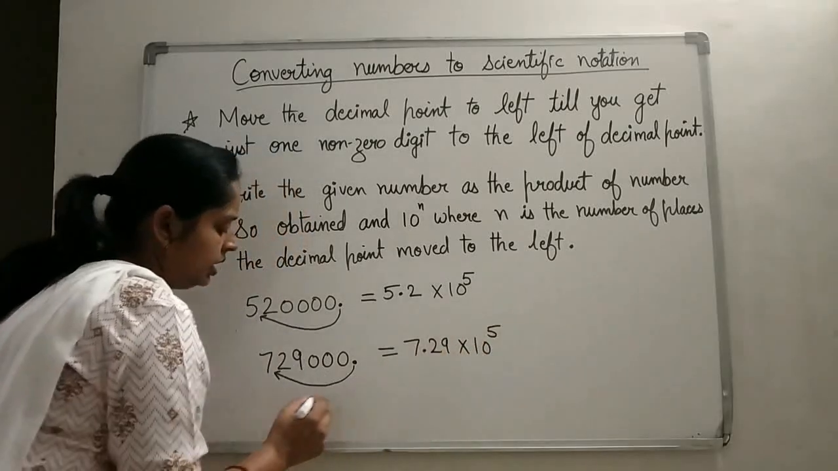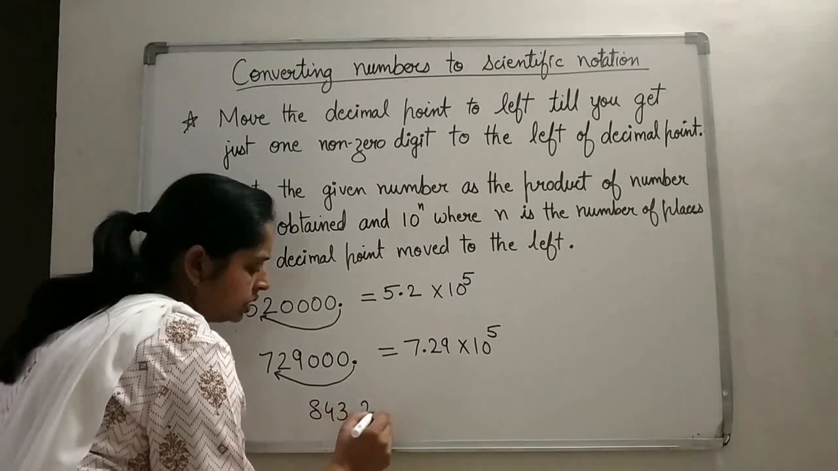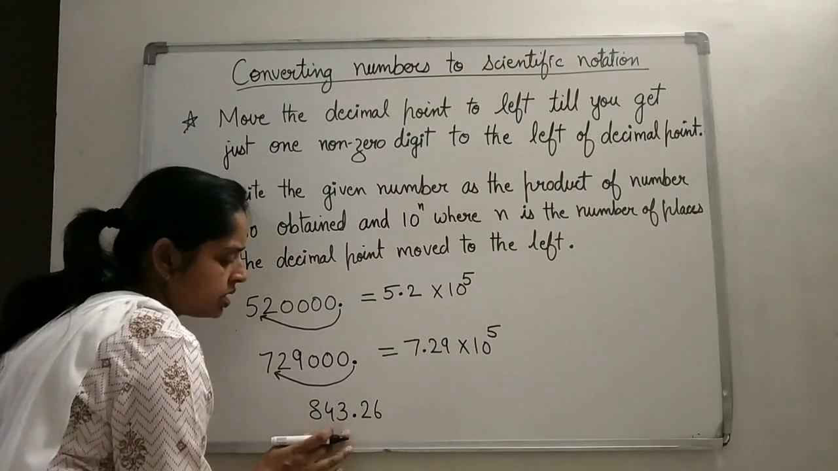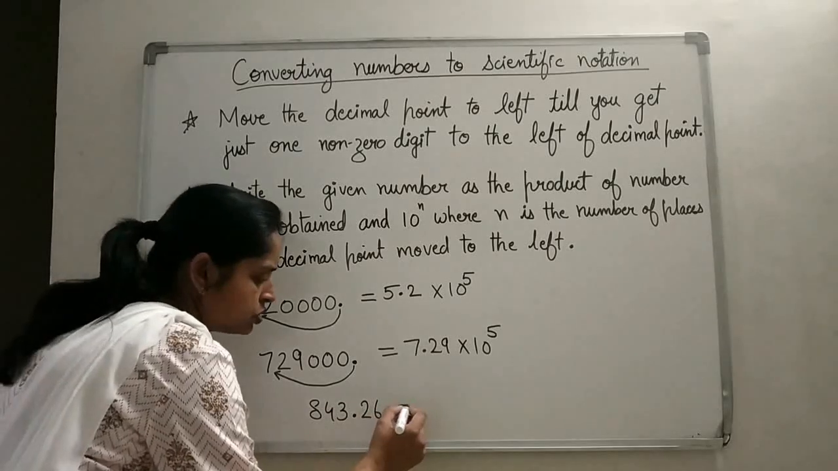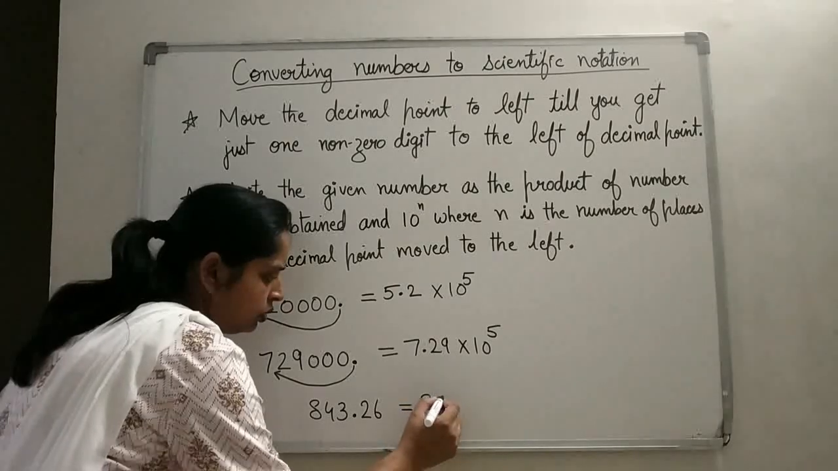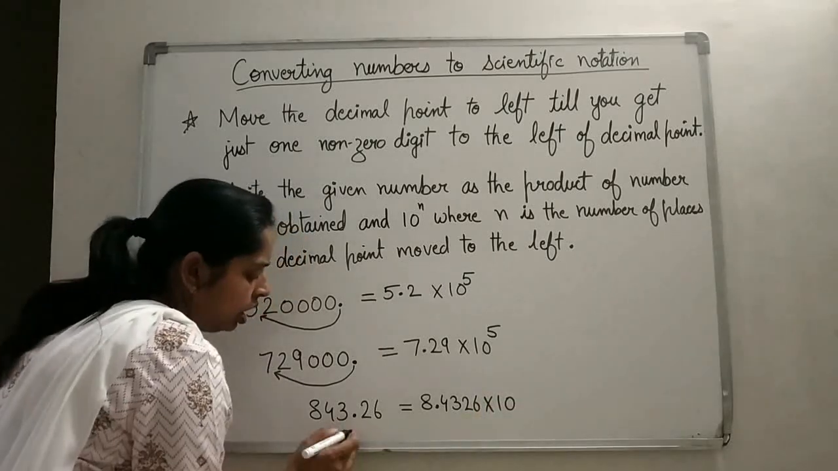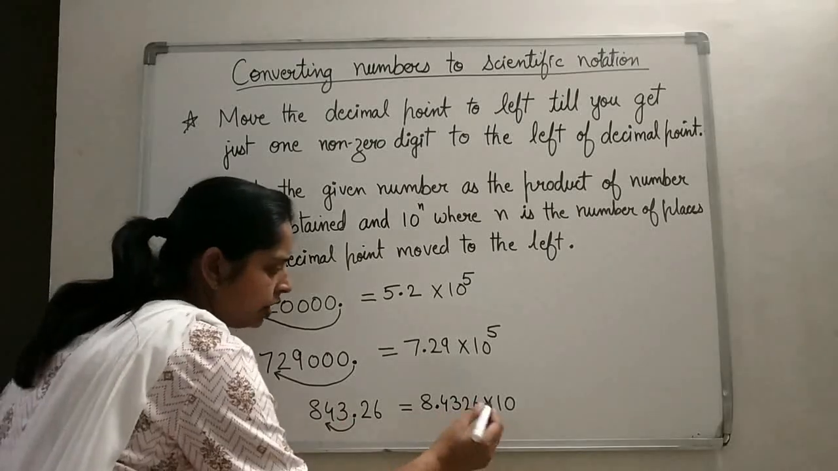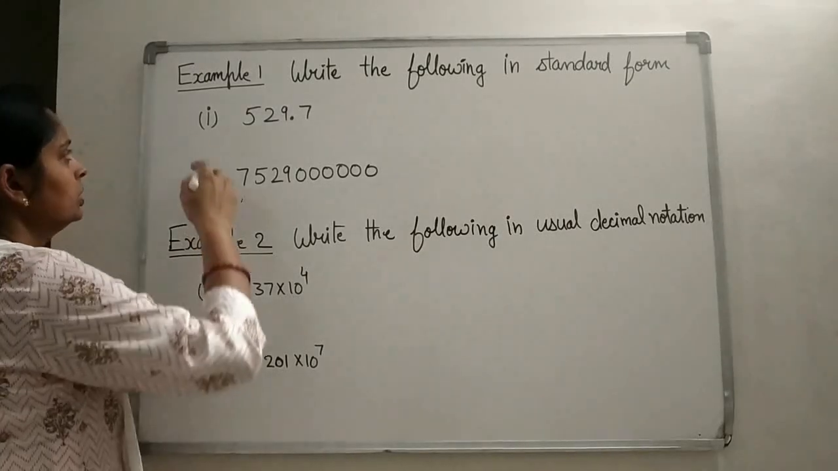If you have an example like, suppose, 843.26, the decimal is here. But this is not the standard form, because in the standard form before the decimal only one non-zero digit should be there. So here also the decimal will move 2 places back, that is 8.4326 multiplied by 10 to the power. How much movement have you done? You have moved the decimal from there to here, so you have done 2 movements only, so the power will be 2. Okay?